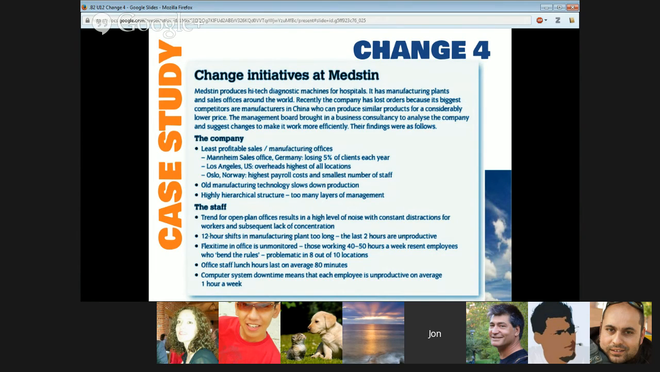Could be other things too. Maybe they have to rent equipment instead of owning the equipment or whatever. So, what do you think?